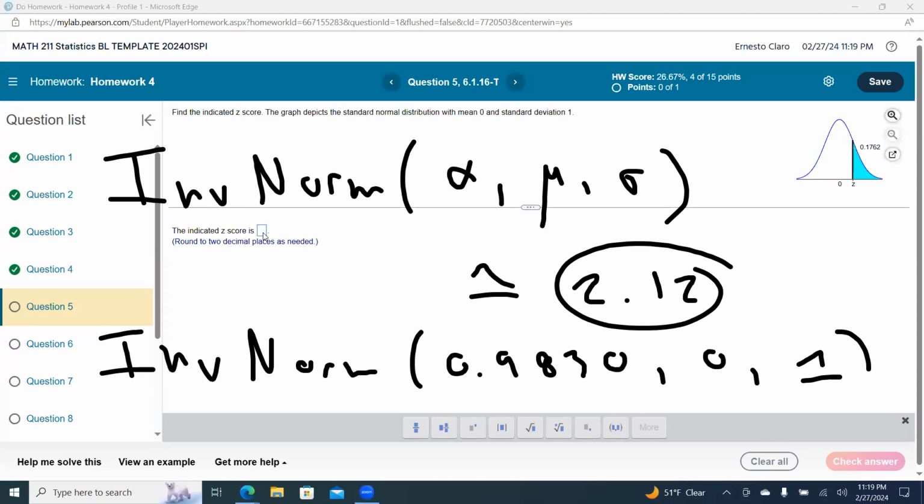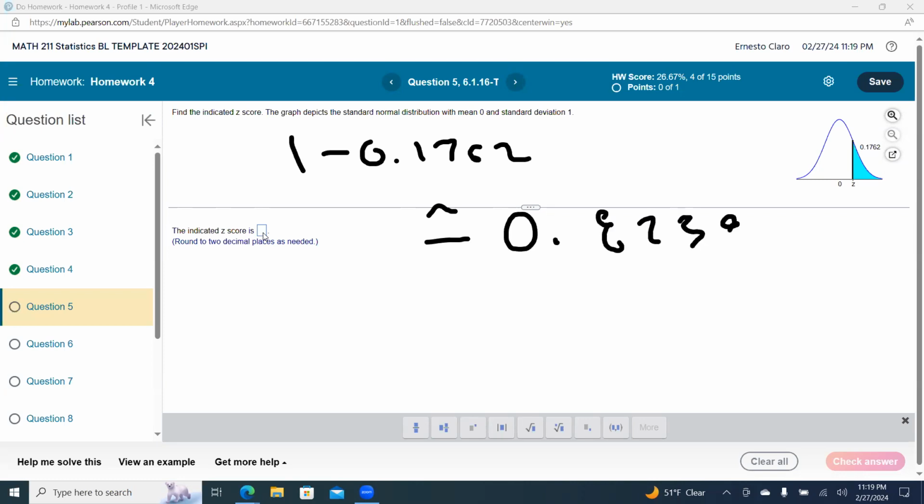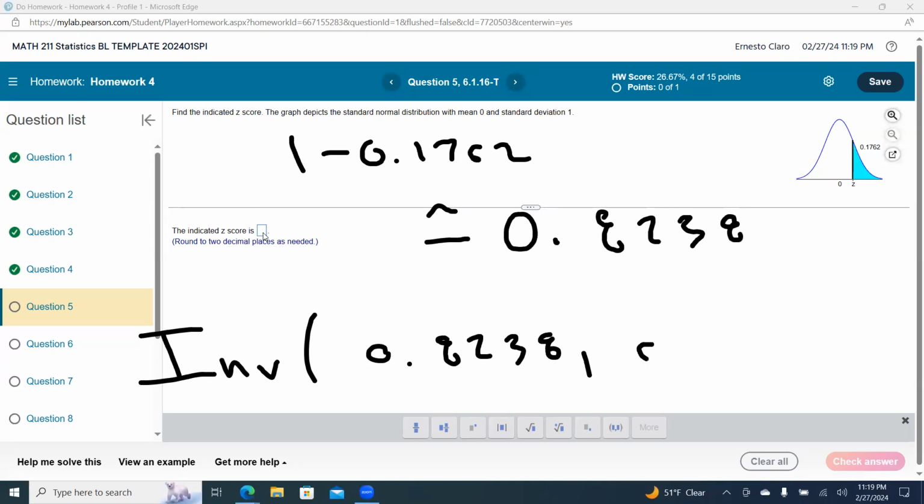We want to find the z-value such that the right is 0.1762. We cannot do that in inverse norm, so 1 minus is the left. 1 minus 0.1762 is approximately 0.8238. We inverse norm 0.8238, comma 0, comma 1. It's just syntax. With most calculators, there's too many: TI-84, TI-83, TI this and that, Silver Edition Plus. There's too many over the years to say that it works this way.